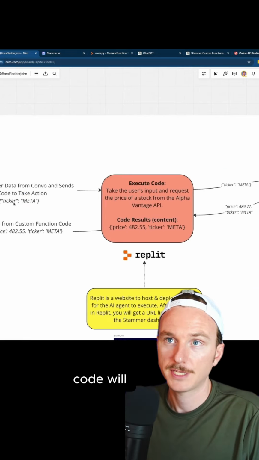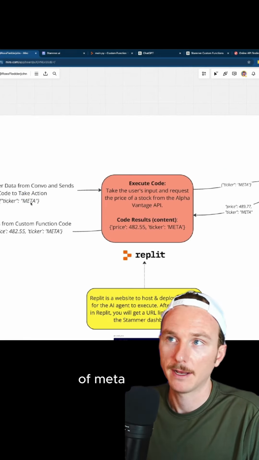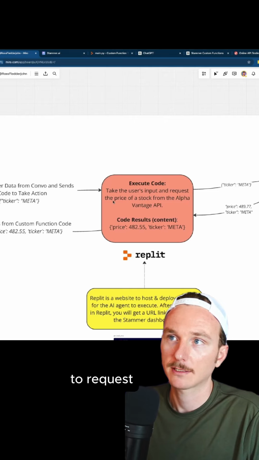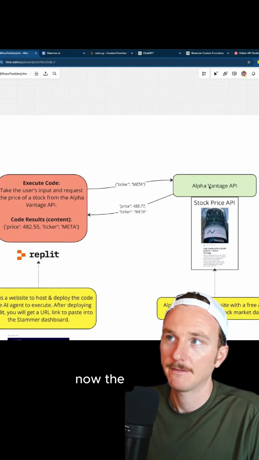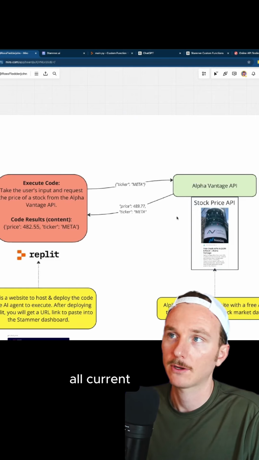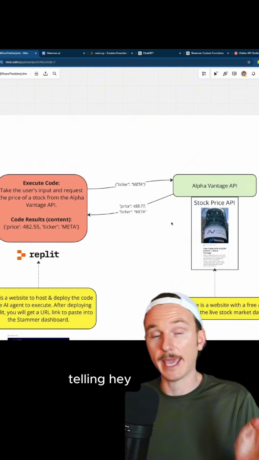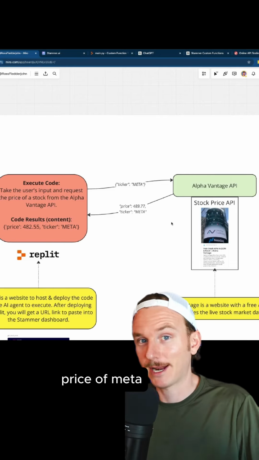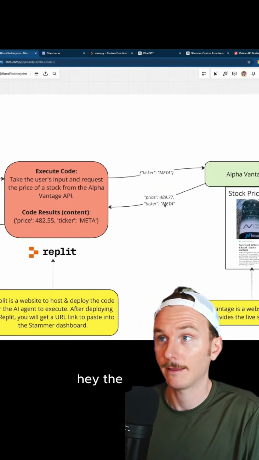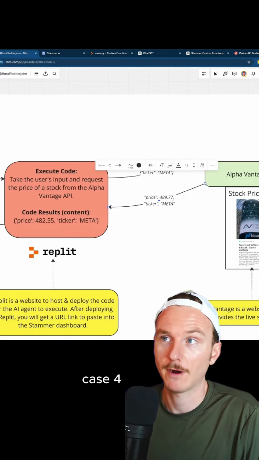Now, this code will take the user's input of Meta, and then it's going to request the stock price from the Alpha Vantage API. Now, the Alpha Vantage API is a public and free API that has all current stock price data. So I'm basically telling it, "Hey, Alpha Vantage, what's the current price of Meta?" And then it instantly responds, "Hey, the current price of Meta is, in this case, $489.77."